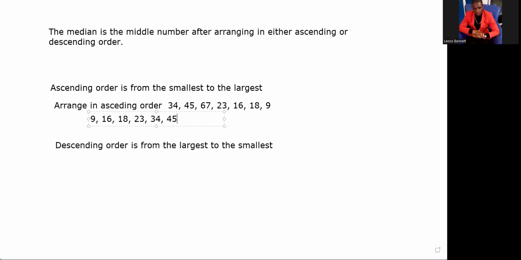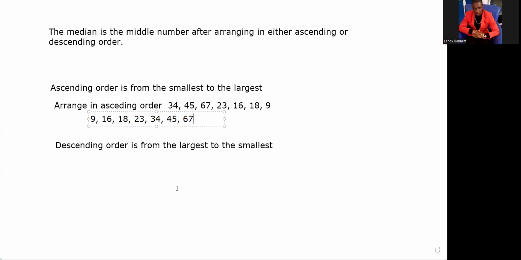It's almost like we're counting, right? But we skip other numbers. And of course, the final one would be 67. I feel like I left out a number. So guys, let me check them. 1, 2, 3, 4, 5, 6, 7. 1, 2, 3, 4, 5, 6, 7.